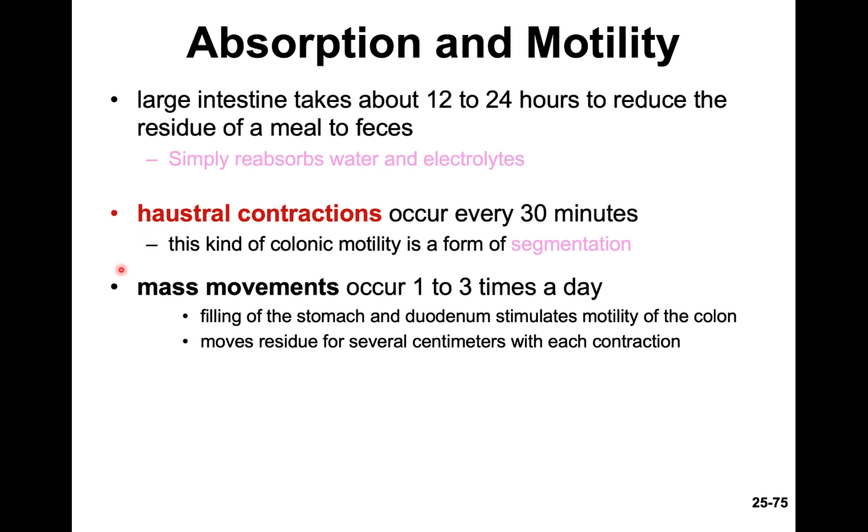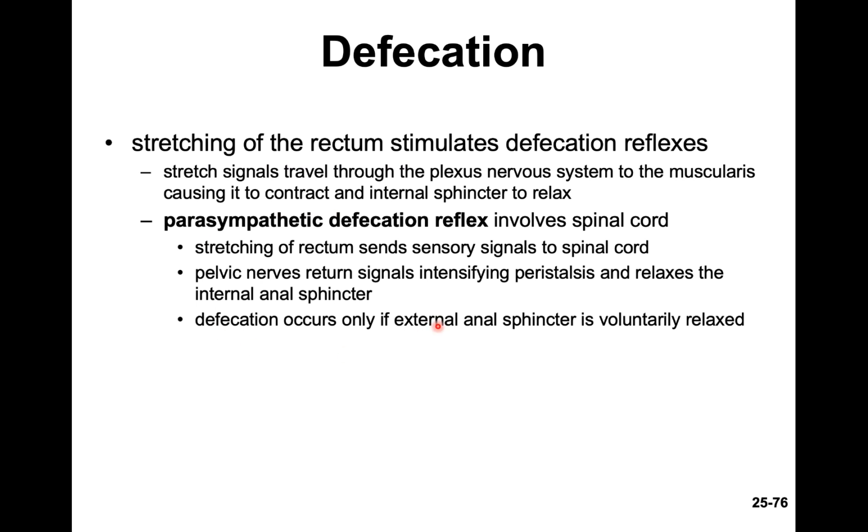Now, all in all, you're supposed to have about 1 to 3 mass movements a day. So going to the bathroom and pooping out fecal matter 1 to 3 times a day. And that's just because you have major peristaltic movements 1 to 3 times a day. And then defecation. The last thing I want to say about the digestive system is the innervation of the rectum and the anus and the process of defecation. So for defecation to occur, your anal sphincters need to be relaxed. And the way to do that is with parasympathetic innervation.